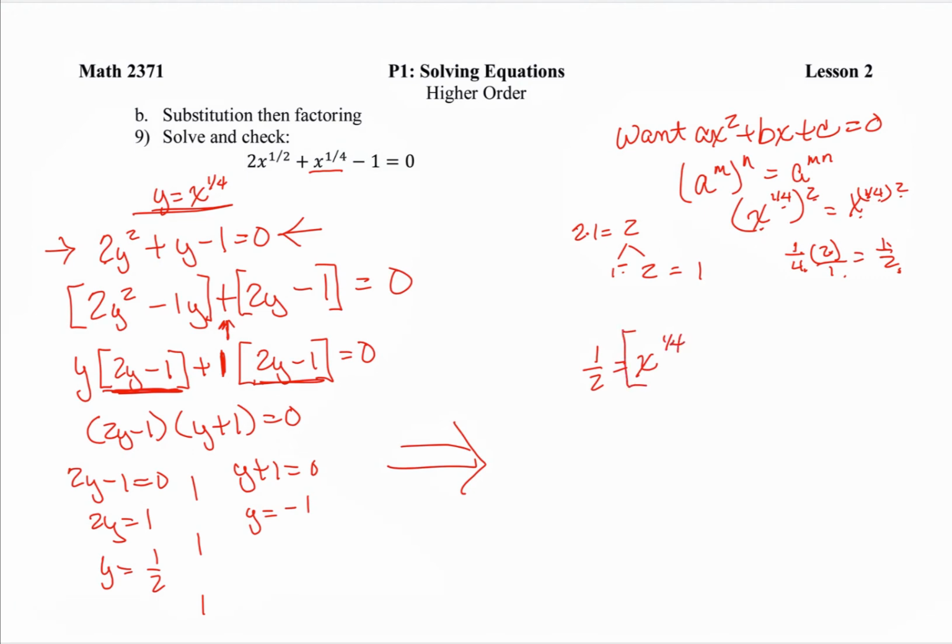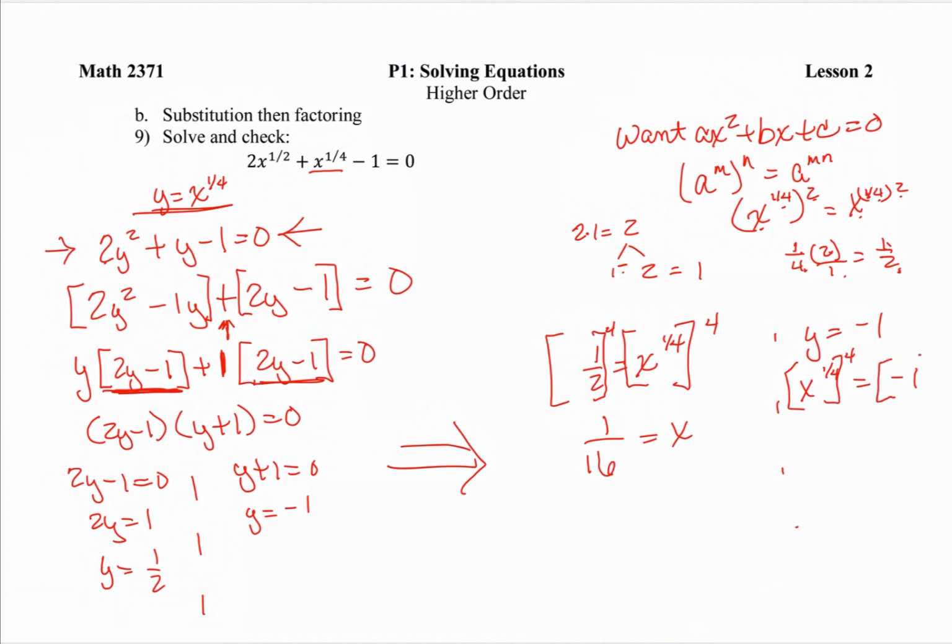So how do I get that? I'm going to multiply this by 4 to find what x is. So x equals 1 over 16. And if y equals negative 1, then x to the 1/4 equals negative 1. So I raise that to the fourth, so x equals 1.